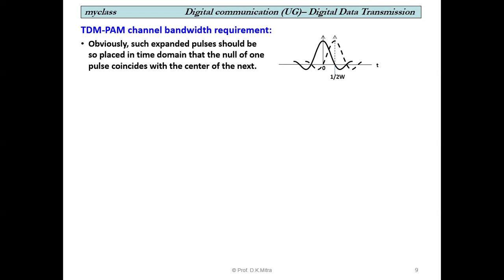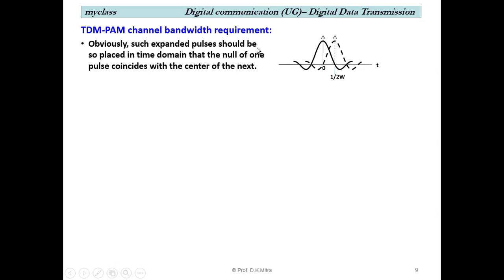Why? Because what the receiver will do is sample and measure these pulse heights. So the receiver will measure at 0 and at the first null. And if it measures at the first null, then it is the amplitude of the second pulse, and the amplitude of the first pulse is 0 now.